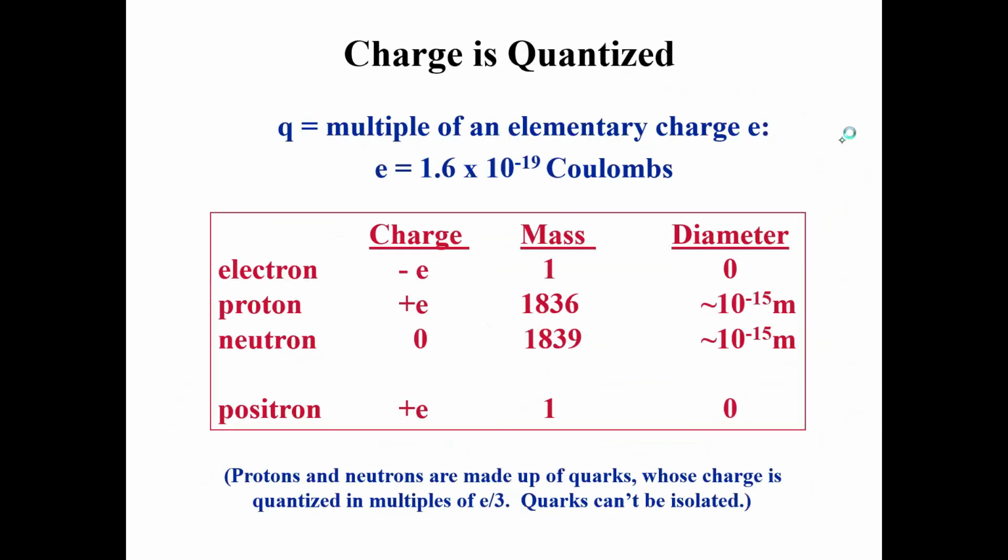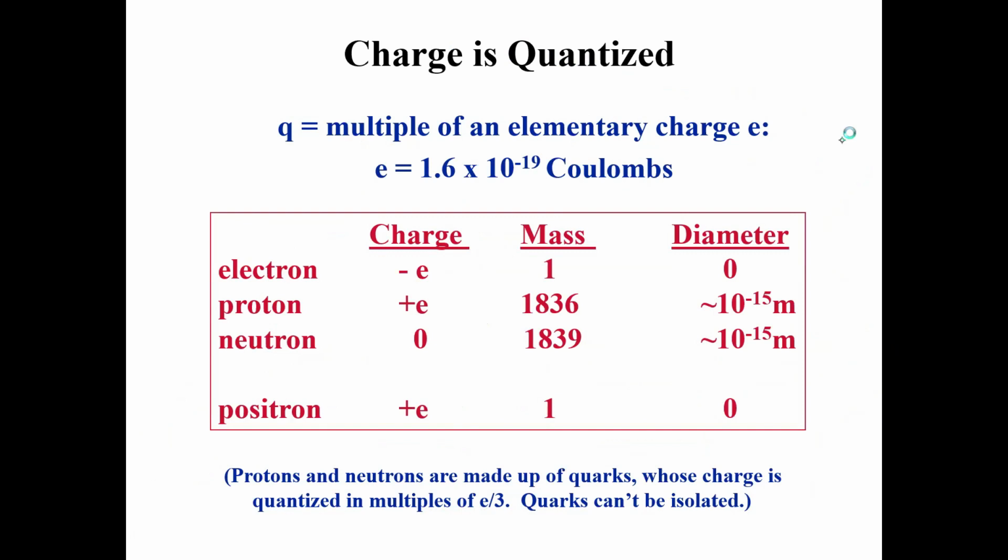Now we are going to look at the charge. Charge is quantized. Q stands for charge, and it comes in multiples of the electrical charge e, the standard charge of an electron. The charge of an electron is 1.6 times 10 to the power of minus 19 coulombs. So you should know this.